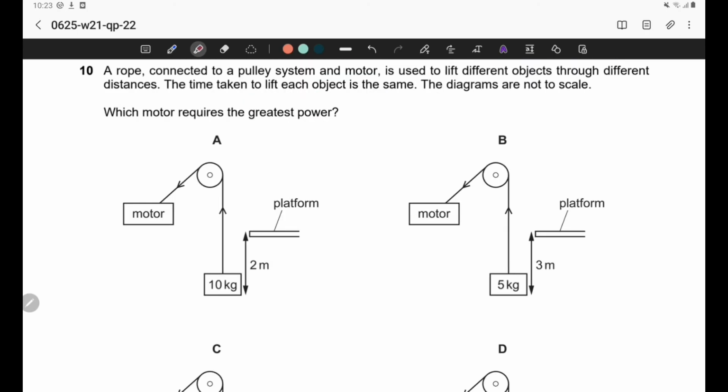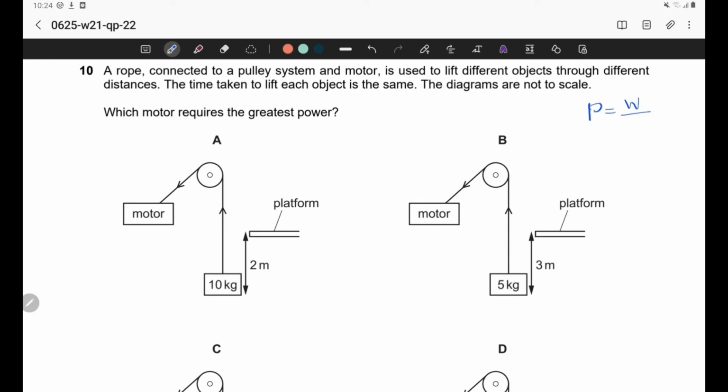Question 10. A rope connected to a pulley system and motor is used to lift different objects through different distances. The time taken to lift each object is the same. The diagrams are not to scale. Which motor requires a greater power? So we have to identify which motor has a greater power, as they all are doing different works but the time taken is the same. So we need to check the power.